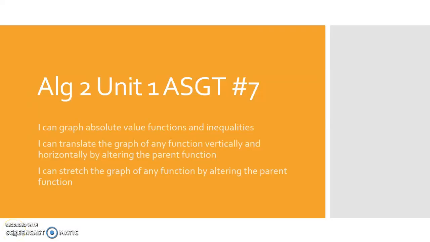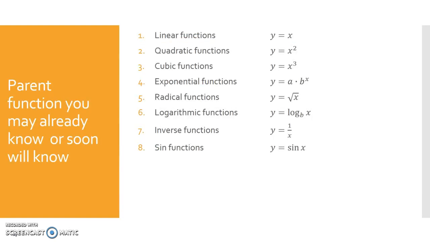So this is the last video in Unit 1 for Algebra 2. We're going to be talking about graphing today, specifically absolute value functions, and then also how to transform those graphs by translating them up, down, left, or right, or stretching the graph vertically. So let's go ahead and get started.